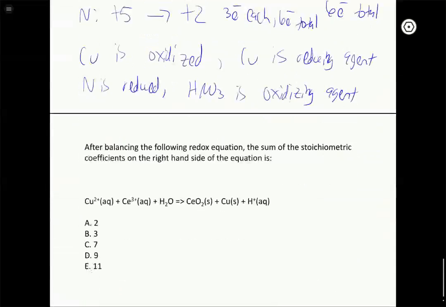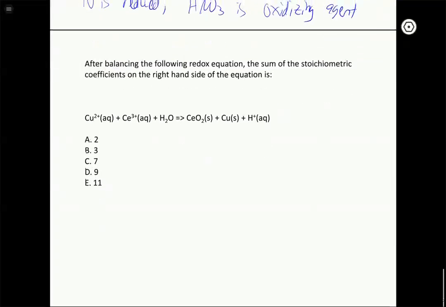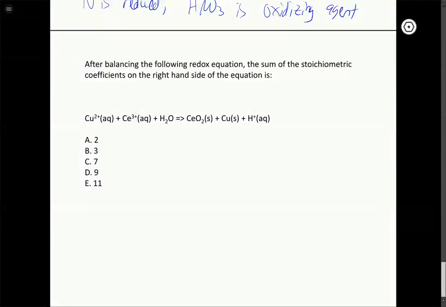Alright, and then finally the last redox problem is just balancing. We did okay on these for the most part, but this one we had a little bit of trouble with, so let's try to figure out why. We're going to balance the redox reaction. Remember, the first thing we do is assign oxidation numbers. Let me rewrite this a little bit bigger so we can see it. Copper 2+, cerium 3+, and water to form cerium oxide, copper, and H+.